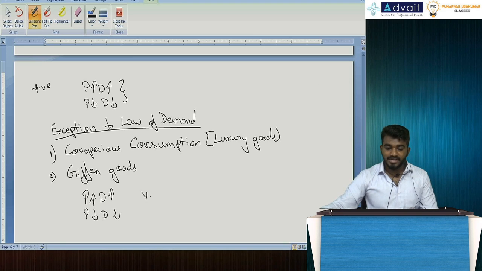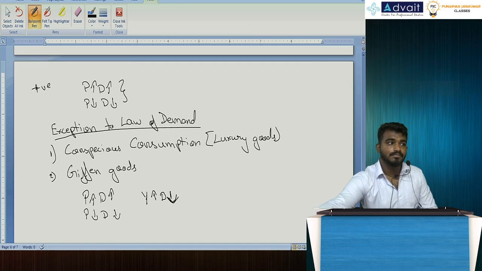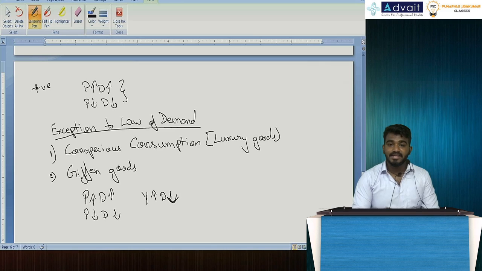What happens, sir? Whenever income increases, demand for an inferior good will decrease. Now I'm not purchasing the 200 rupee t-shirt. I was purchasing the 2000 rupee t-shirt. Whenever my income increases, demand for an inferior good will decrease. Think the other way around.